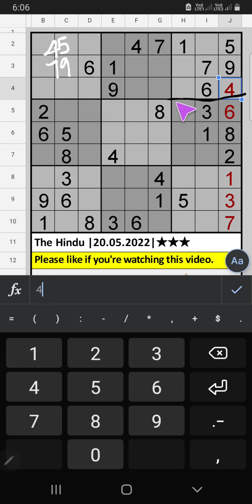Sixth grade, 4 numbers are remaining: 4, 5, 7, 9. Column H, we have 5. So 5 can't come in these cells. Then 5 is confirmed here. Then only 3 numbers are remaining: 4, 7, 9. It will come in one of the cells. We will confirm later.